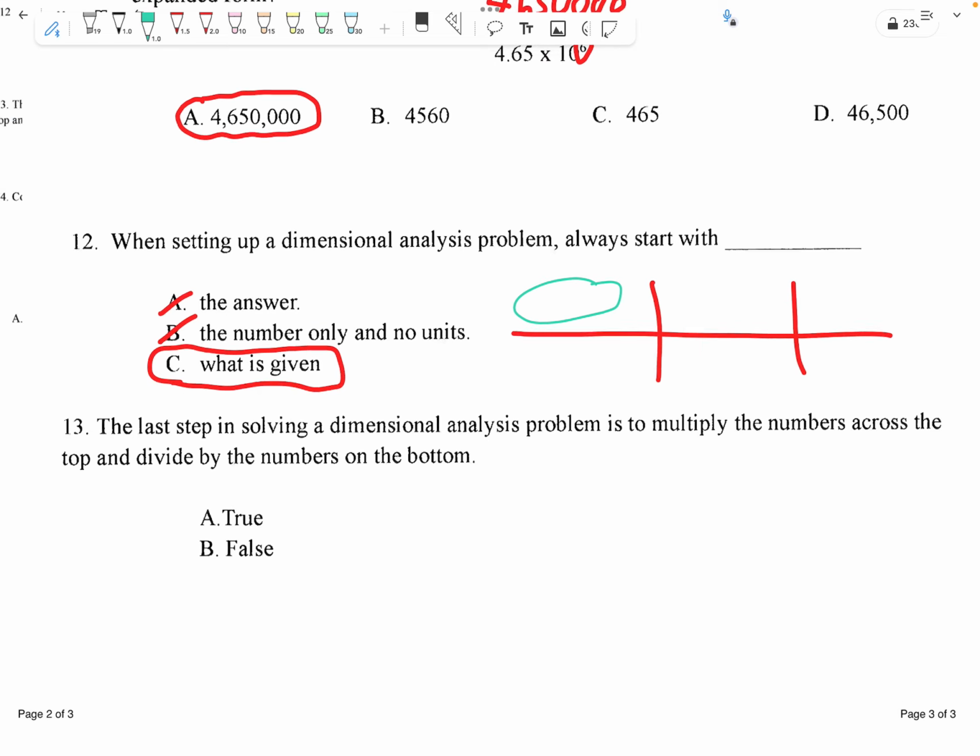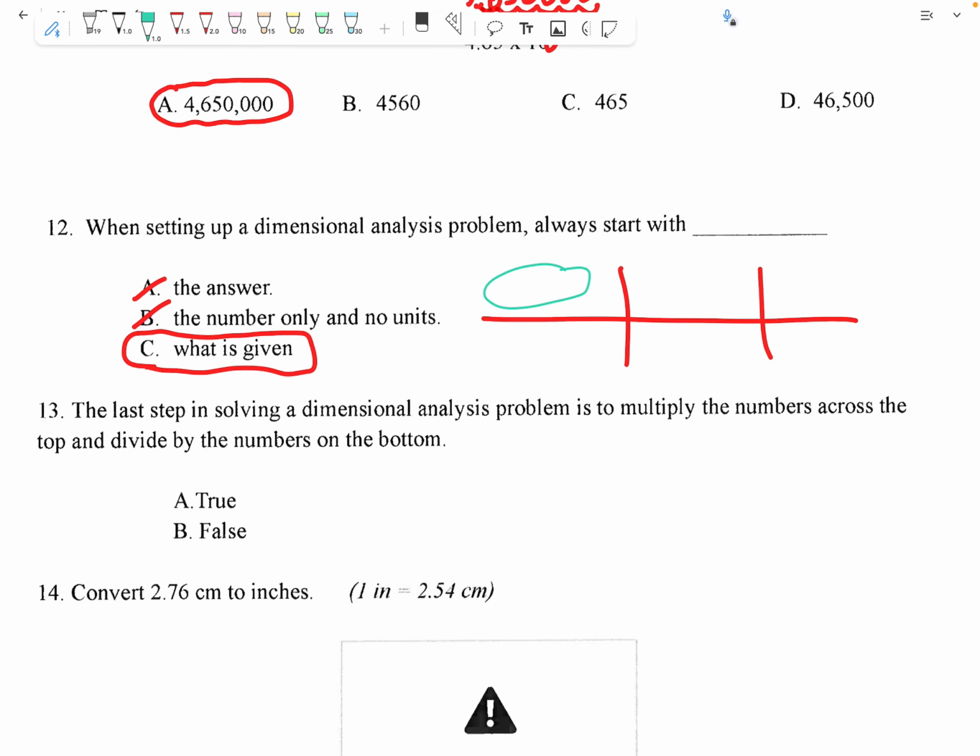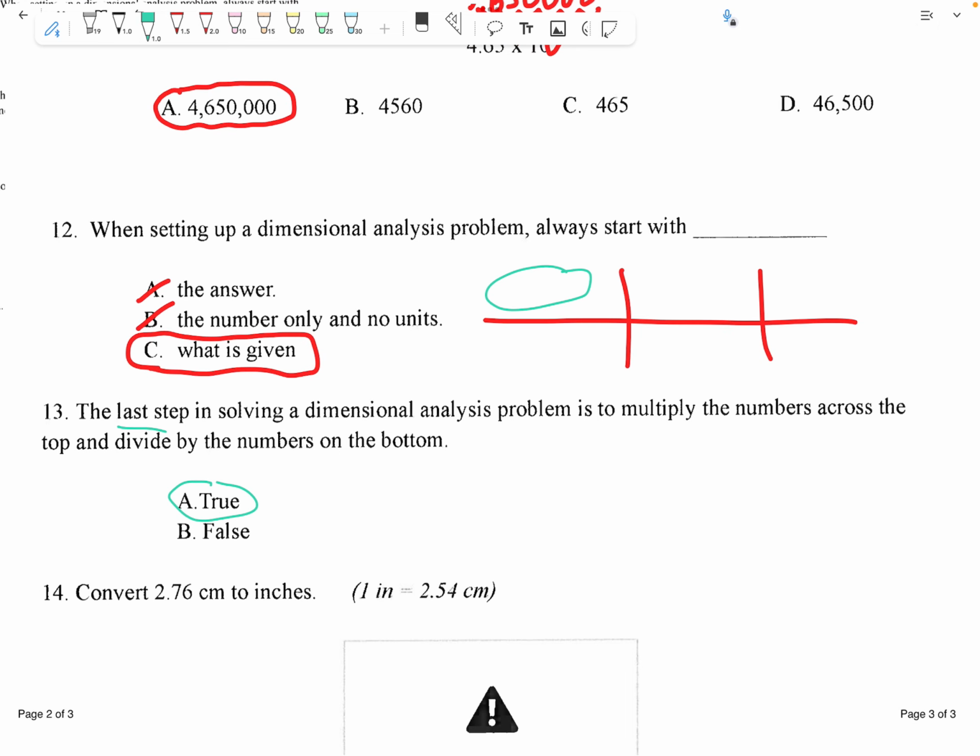Number 13, the last step in solving a dimensional analysis problem is to multiply the numbers across the top and divide by the numbers on the bottom. That is absolutely true. That is the last thing that you do. That is true. All right, number 14, convert 2.76 centimeters to inches. Okay, that's easy. So we're going to draw railroad tracks like this.